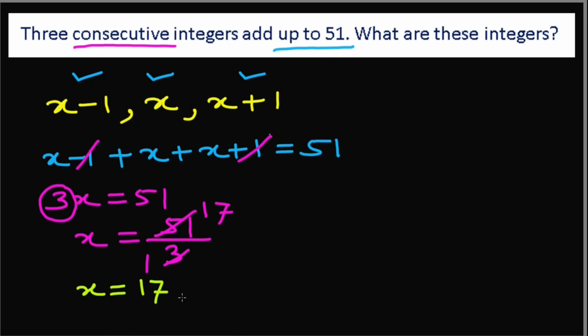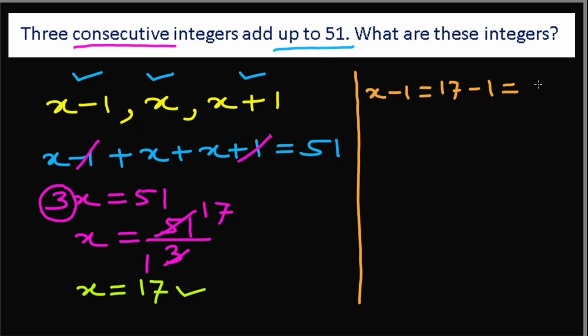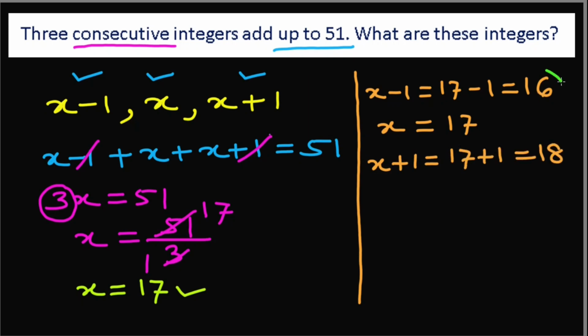Now that we know the value of x, we can write the three consecutive integers. The first will be x minus 1, that is 17 minus 1, that will be 16. Next will be x, which is 17 itself. And the third integer will be x plus 1, that is 17 plus 1, 18. So the required integers will be 16, 17 and 18, which add up to 51.